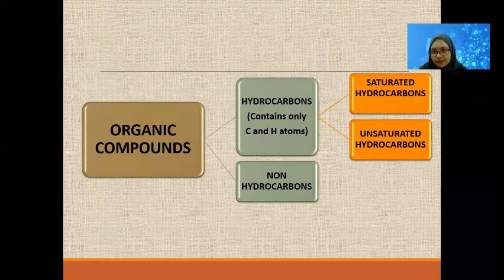These hydrocarbons also have two types: saturated hydrocarbons and unsaturated hydrocarbons. In this chapter, you will study these two hydrocarbons particularly, and also some other molecules which we call non-hydrocarbons. Non-hydrocarbons contain carbon, hydrogen, and also other atoms, like oxygen and nitrogen. A simple example is alcohol. Alcohol is a non-hydrocarbon because it contains carbon, hydrogen, and also oxygen.